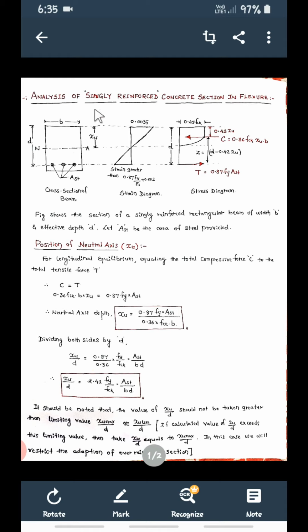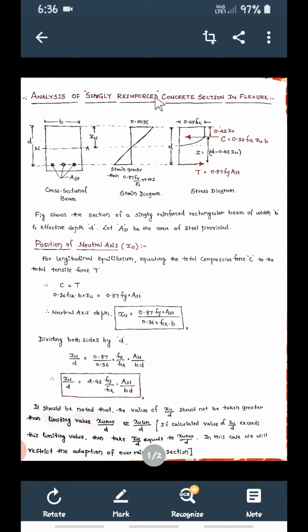Then first we'll see the analysis. Analysis means assessment of loads. So first we're going to calculate how much load will be coming on the beam, and depending upon that we're going to design the beam section. Here the term mentioned is singly reinforced. Basically there are two types of reinforcement, that is a singly reinforced beam and a doubly reinforced beam.